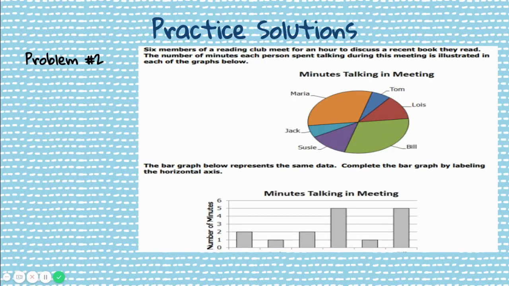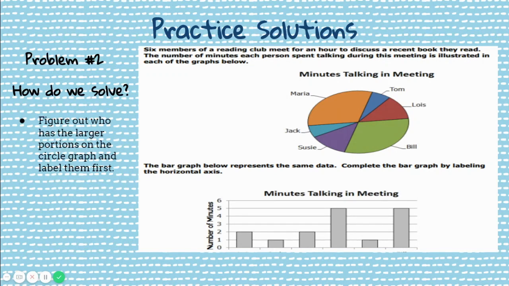All right, so in problem number 2, here we're going from a circle graph to a bar graph. So we want to make sure that we're representing the same data that's on the circle graph onto this bar graph. So what do we know about this problem? Well, we have to figure out what the larger portions on the circle graph are. We can see that Maria and Bill look to have about the exact same amount, so they should have the bigger pieces of our bar graph. We can also see that Tom and Jack have about the same amount, and they look to have the smaller portions of our circle graph.